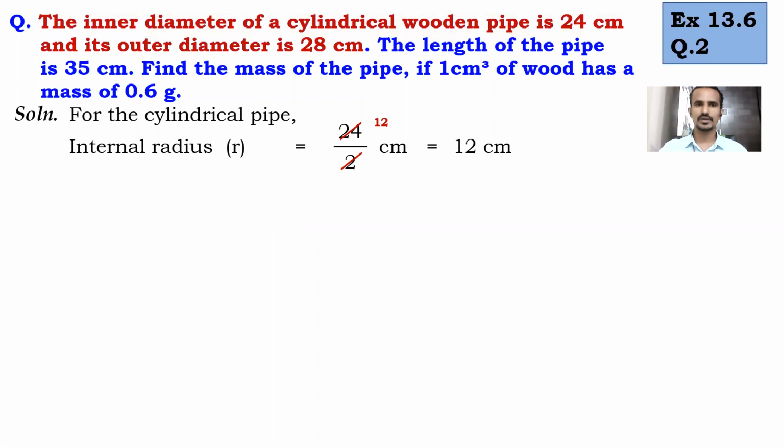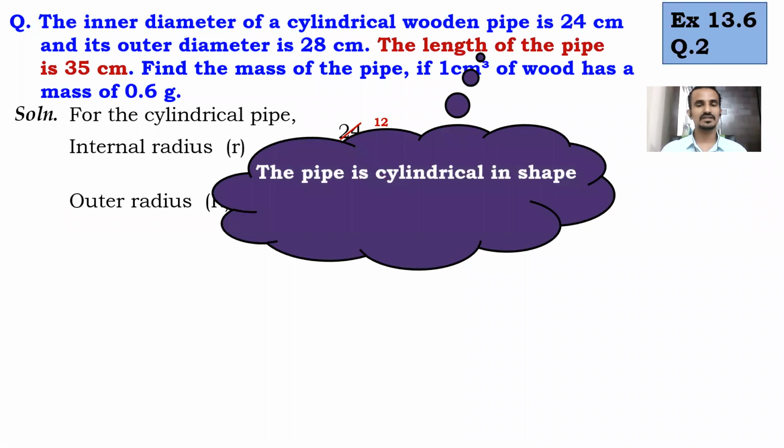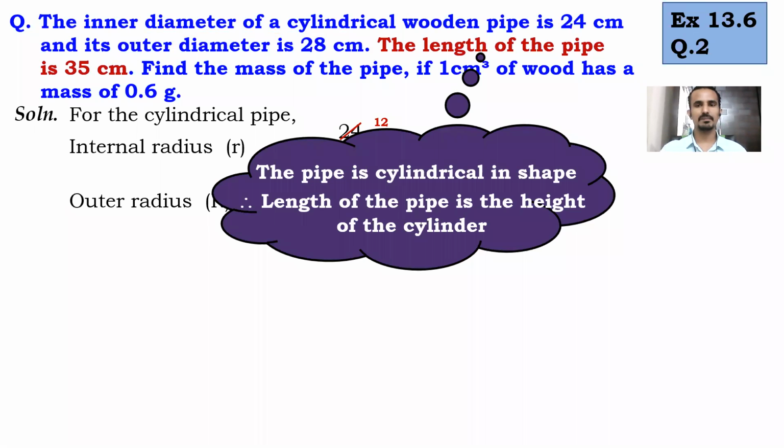Let's quickly calculate the outer radius also. Outer radius, now the outer diameter is 28. So for outer radius, we will use capital letter R. So outer radius is 28 upon 2 and that will become 14 centimeters. So we know the inner and outer radius of this pipe. The length of the pipe is 35. We already discussed whenever it is length of a pipe, it is equal to the height of the cylinder. So pipe is in the cylindrical shape, therefore length of the pipe is the height of the cylinder.